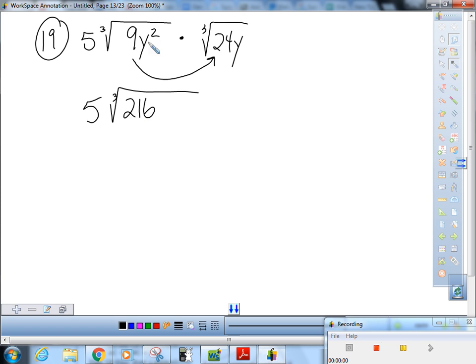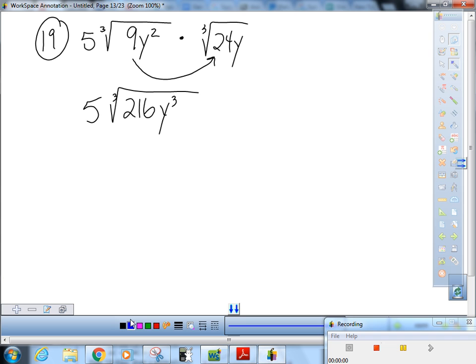Okay, and then y squared times y is y cubed. Okay, sweet. Now, I'm thinking 216 might be 6 cubed. Can somebody check that? Is it? So 6 times 6 times 6 is 216. If you didn't know that, you would just have to figure out how to do the cube root of 216 in your calculator. So look, here's what we're screwing up.